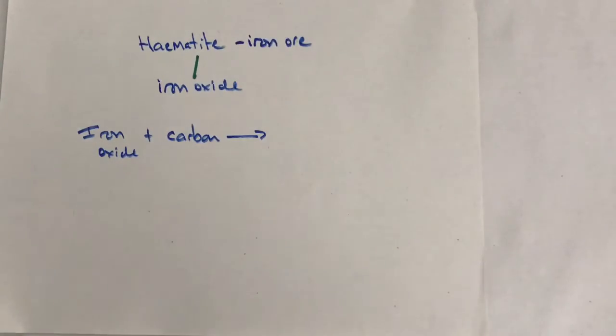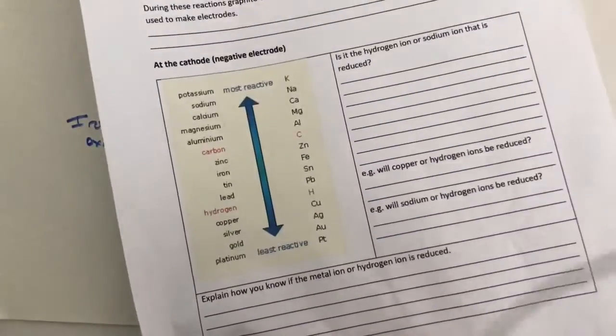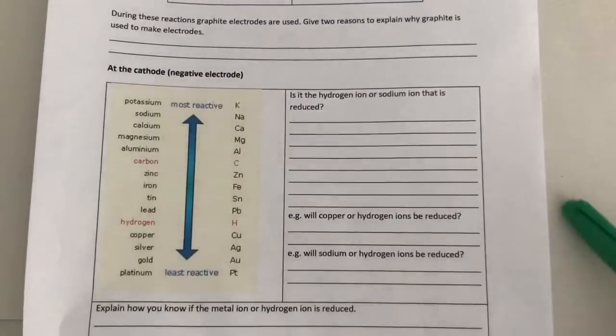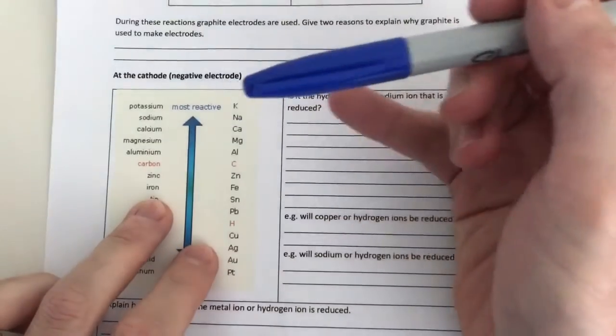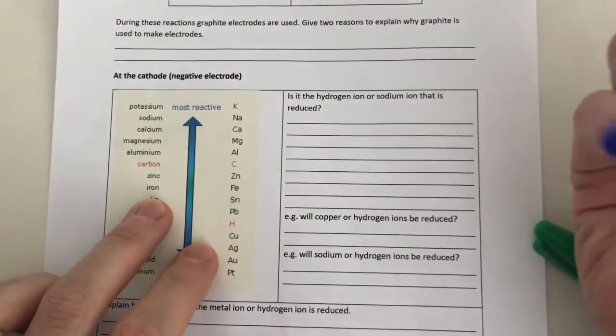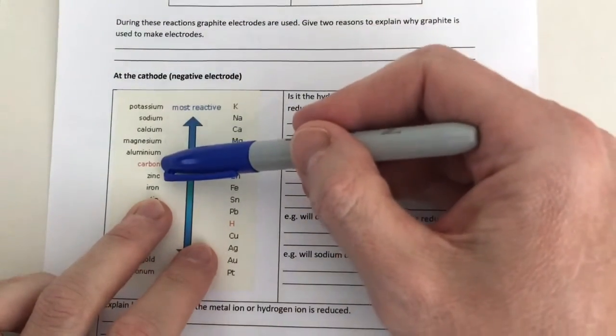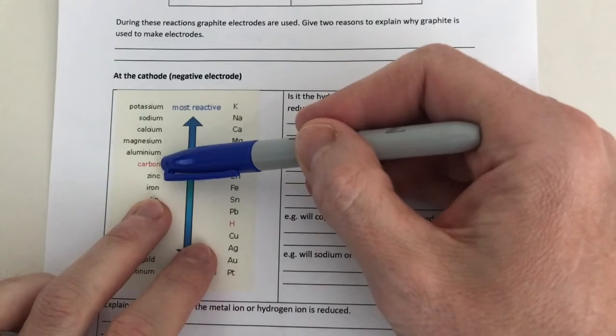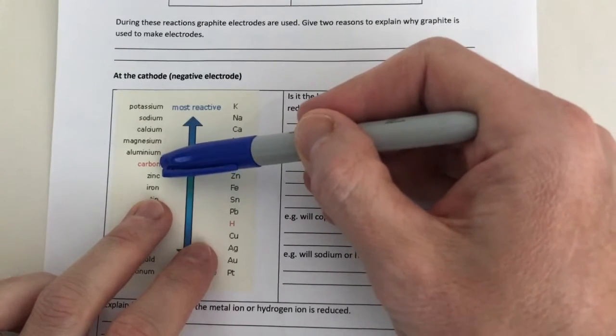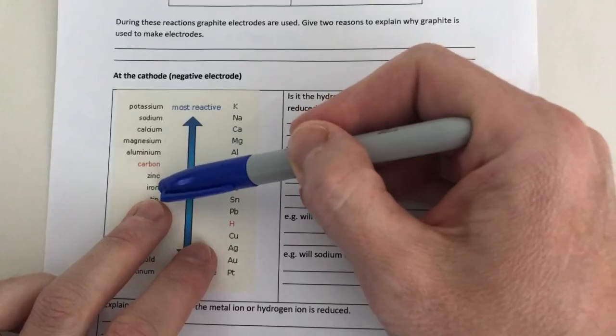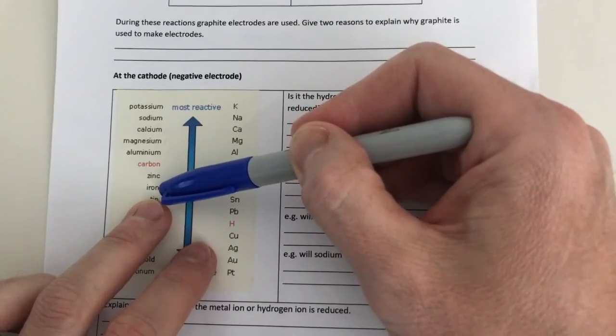Now, in order to extract this, we need to use the reactivity series to help us to work this out. I'm just going to grab my reactivity series sheet. Here it is. So the reactivity series shows us that iron, as we know, is a fairly reactive metal, but carbon is a non-metal, but carbon is more reactive. So I can use carbon and the fact it's more reactive to extract iron from iron oxide.